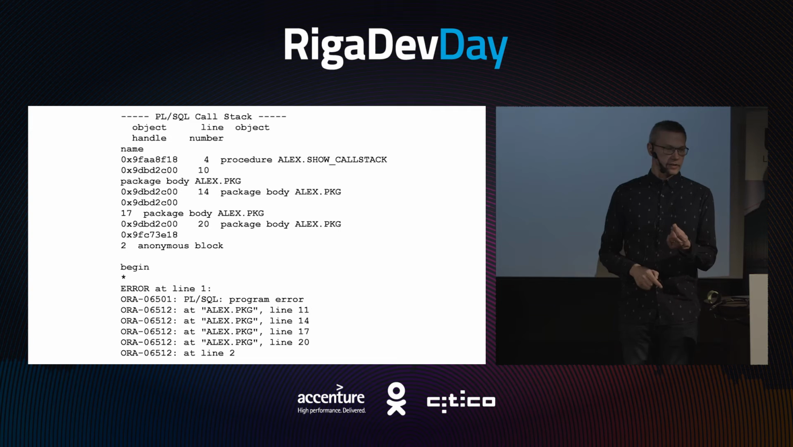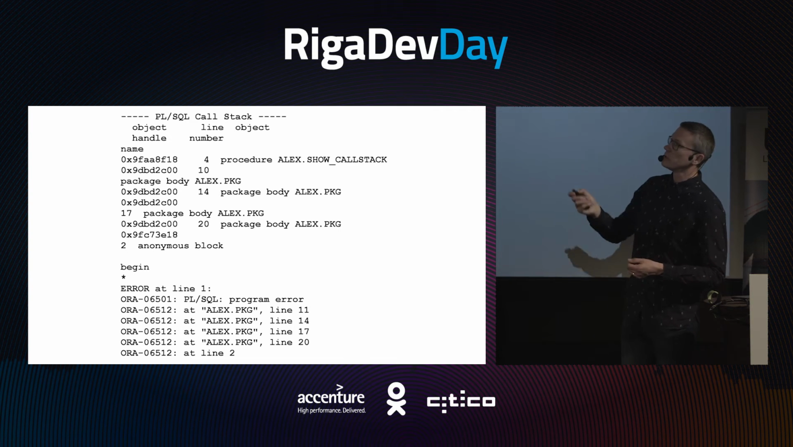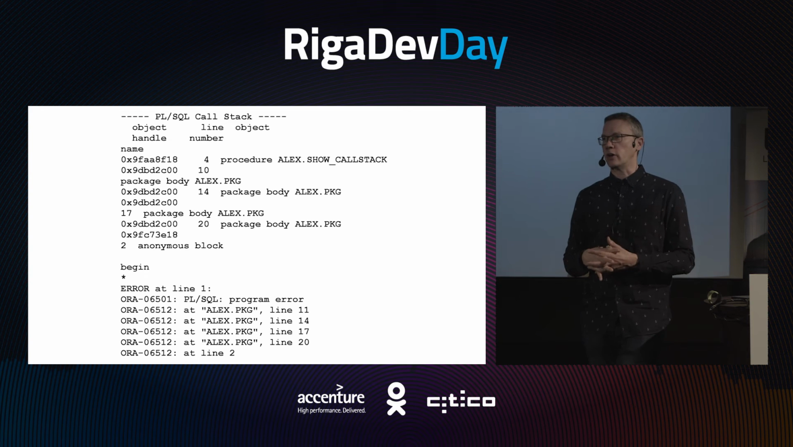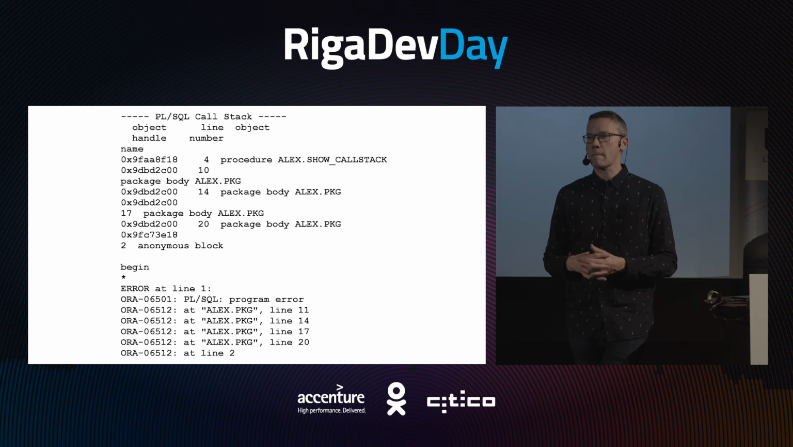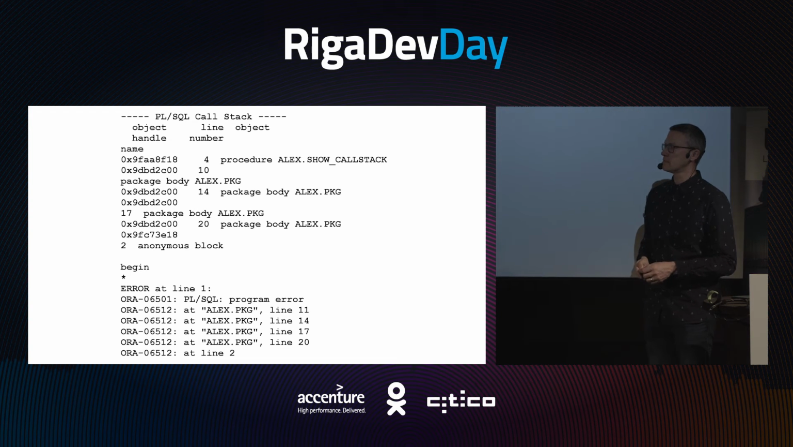If you would execute this package procedure, you'd get the call stack, and there you have it. It's basically telling you, well, something went wrong in the package. Good luck. Very helpful, right?